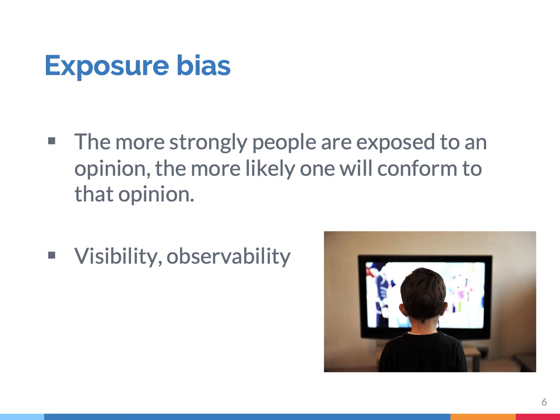A second social learning bias has to do with the amount of exposure to an opinion. So an opinion can be quite popular, but if you are not exposed to the idea, then you will not conform to it, even if it's there in your environment. So you're more likely to copy opinions and behaviors that are highly visible to you, to ideas you often hear.